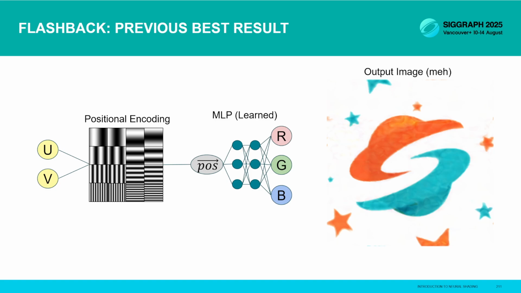We take the texture coordinates in the UV space and compute some sines and cosines from the U and V inputs at different scales. This is called positional encoding or frequency encoding, and it helped us get a much better result than when the MLP was fed with raw U and V values. But we can still make it better.